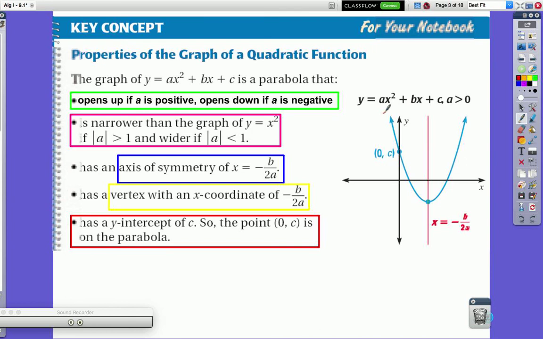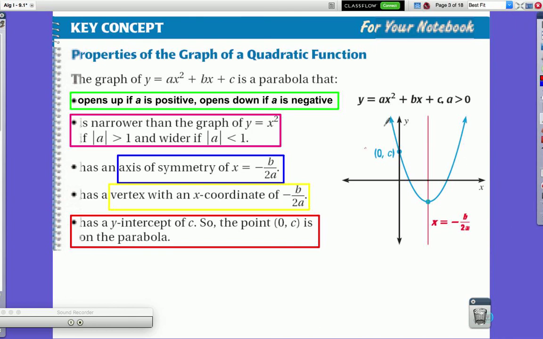These are things that you should get into your notes. Very important, get into notes. You'll need this all chapter. Today we're going to focus on how the graph opens. The first one: it opens up if A is positive. It opens down if A is negative.